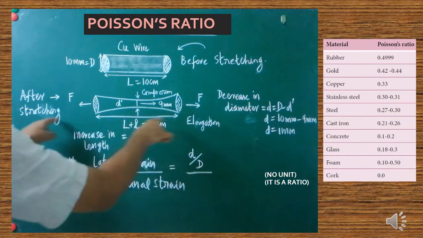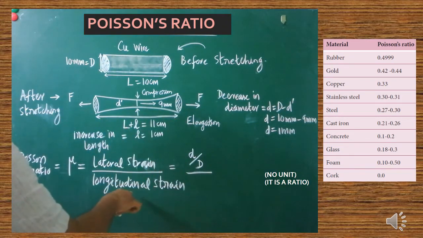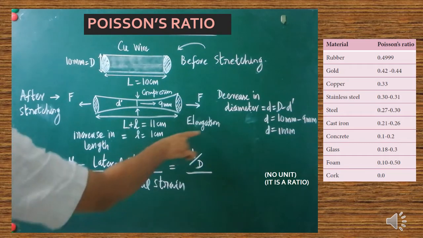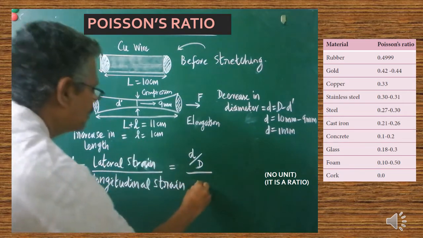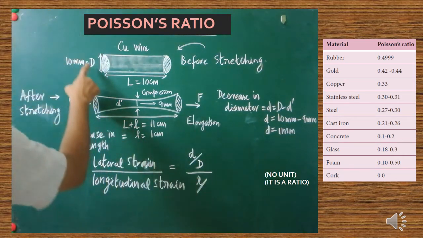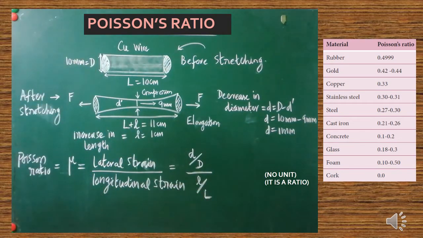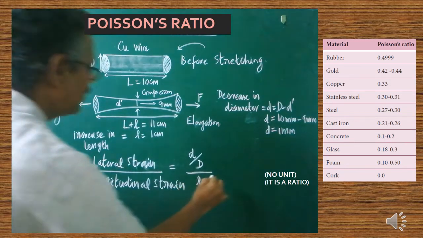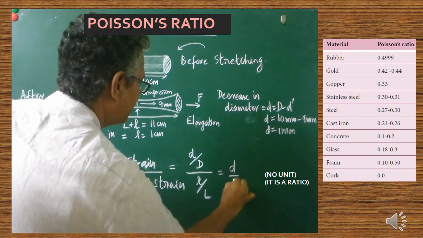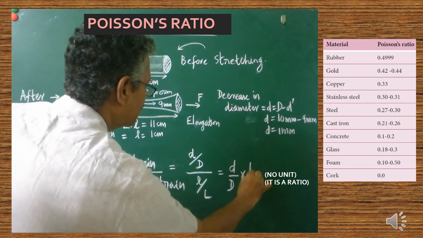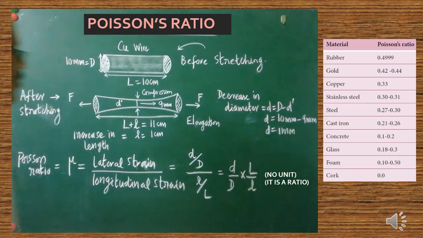Here lengthwise some variation is created. There, how to calculate? Change in length divided by original length. Change in length is how much? Small l. Are you clear? Original length is how much? Capital L. Are you clear? Substitute both. Now we can alter the formula. How will you alter the formula? d by D into L by l. So this is the formula to calculate mu, the Poisson ratio. It's a ratio. Are you clear?